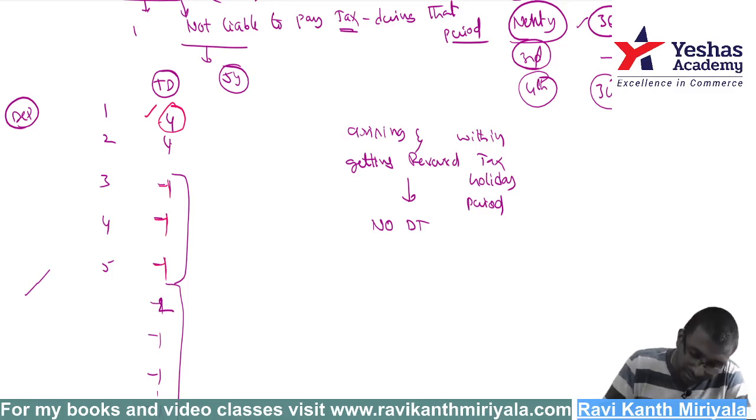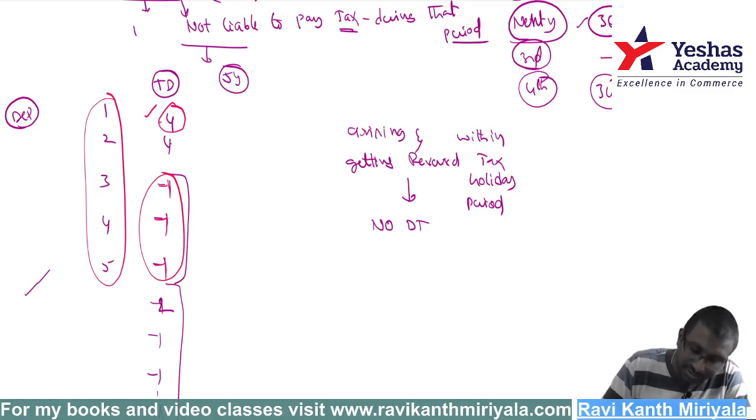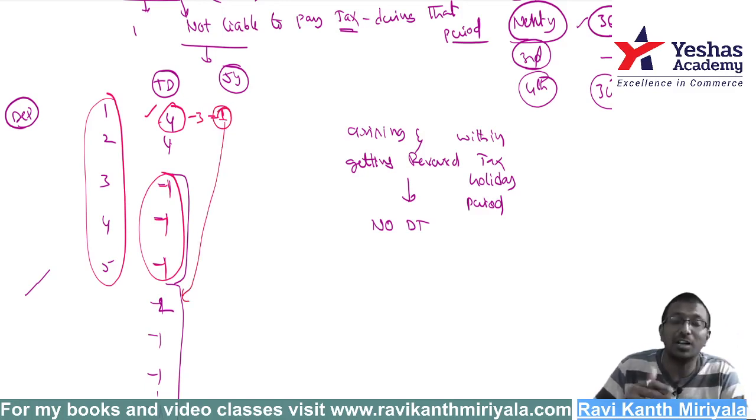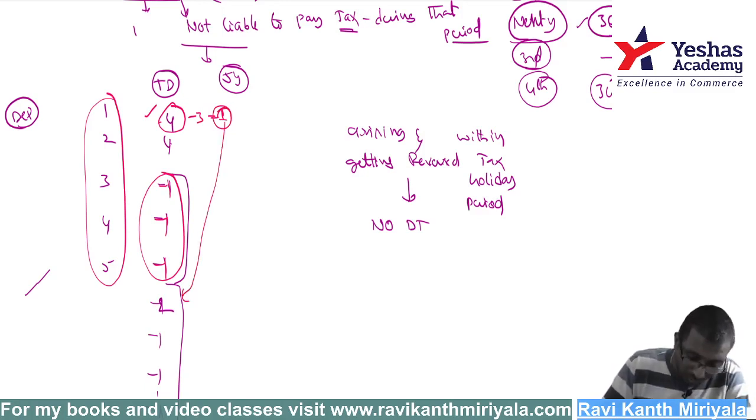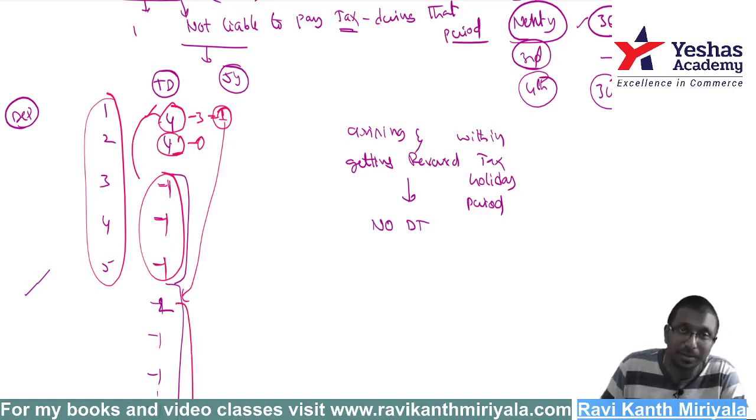That means 3 is arising within the tax holiday period and 3 is getting reversed. But out of 4, still how much is there? 1. That 1 is getting reversed in the 6th year, that is after the tax holiday period. Then what about the second 4? Nothing is getting reversed during this because the first is reversed first. That 4 is getting reversed after the tax holiday period. So then for 4 you have to create.